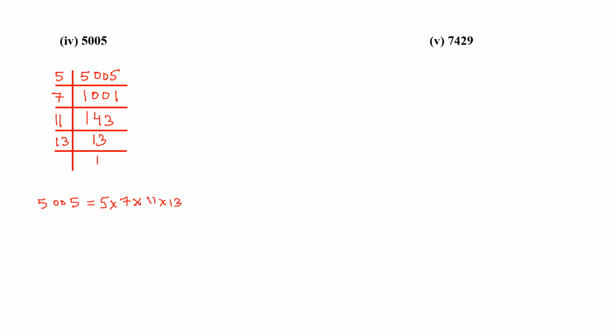Now the next one is 7429. So 7429, if you see, it is an odd number, it won't be divisible by 2. Next, if you take 3 also, 7 plus 4 will give you 11, 11 plus 2, 13, 13 plus 9, 22. So it is not divisible. It is not divisible by 5 also. Then 7 also I have checked, it is not divisible.